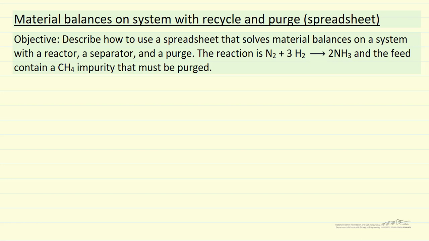I'm going to describe how to use a spreadsheet that does material balances on a system that has recycle and a purge. So this is for the ammonia reaction, and the feed contains nitrogen, hydrogen, and methane impurity, and the methane impurity must be purged so it doesn't build up in the system. So look at the spreadsheet and see how this works. It's using the solver in Excel to obtain a solution.